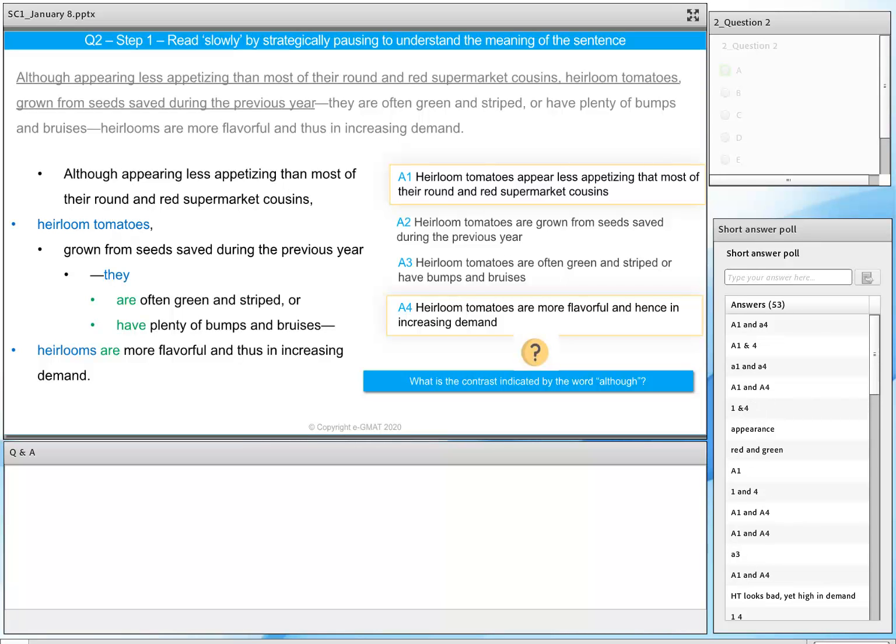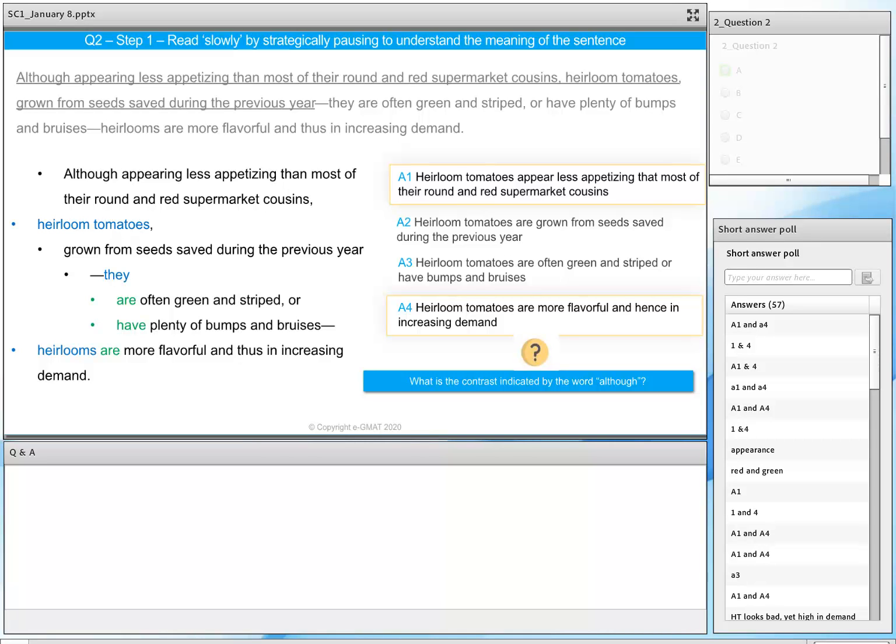Heirloom tomatoes appear less appetizing than most of their round and red supermarket cousins. Heirlooms are more flavorful and hence increasing in demand. So even though they look ugly, and they really do, you should check them out if you can find them in your local produce sections. They're really ugly, but they're delicious. I tried them. They are ugly, but even though they're ugly, they're delicious. So that's the contrast, okay? And is that contrast logical? Does it make sense? Absolutely. So the contrast is between what they look like and how they taste compared to those supermarket cousins.